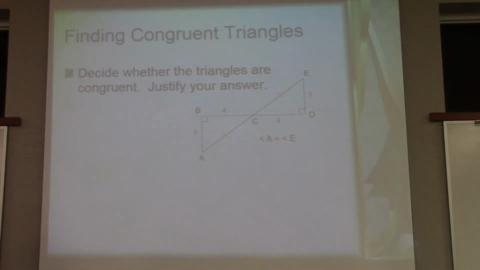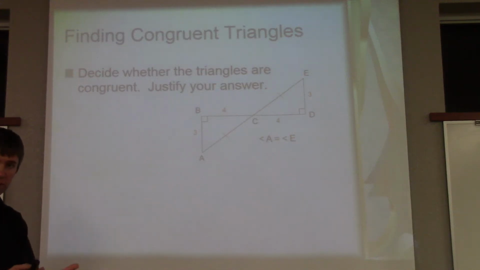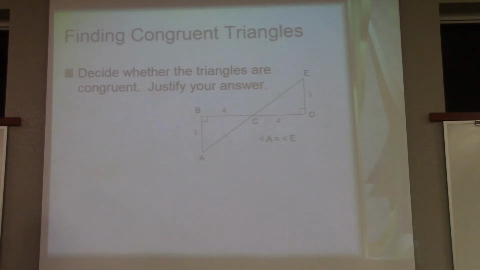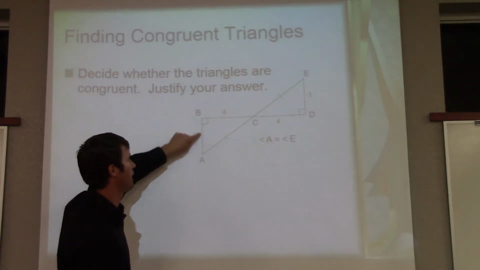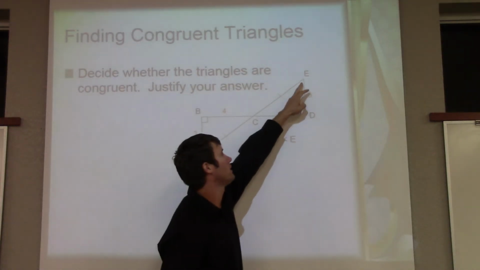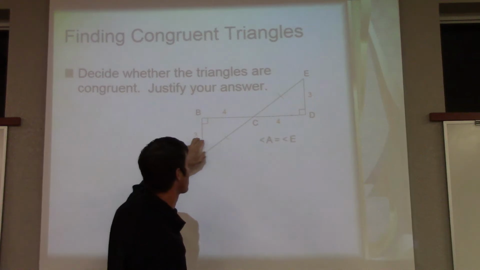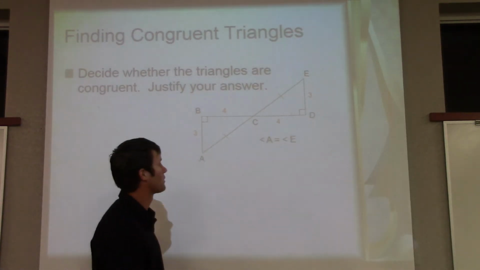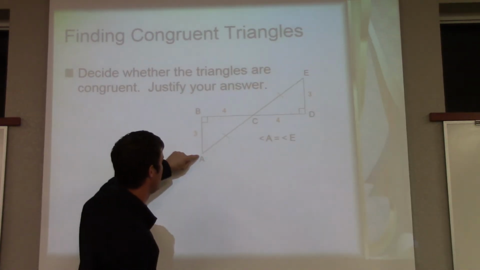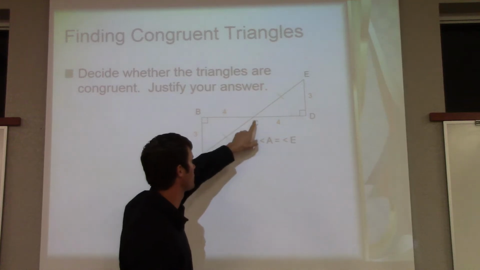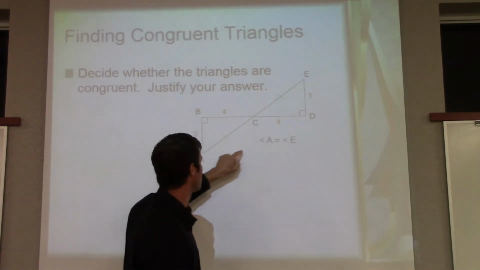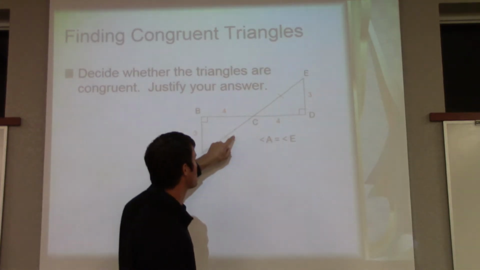So we want to decide if the triangles are congruent. If the triangles are congruent, then all their parts will be congruent. So we're checking to see, are all the sides and angles congruent to one another? If you look at this side, B to A, E to D, are these congruent? That's 3, so yeah, that's congruent. Then we can check side A to C, is that congruent to E to C? Well, yeah, how do I know? It gives it to us.